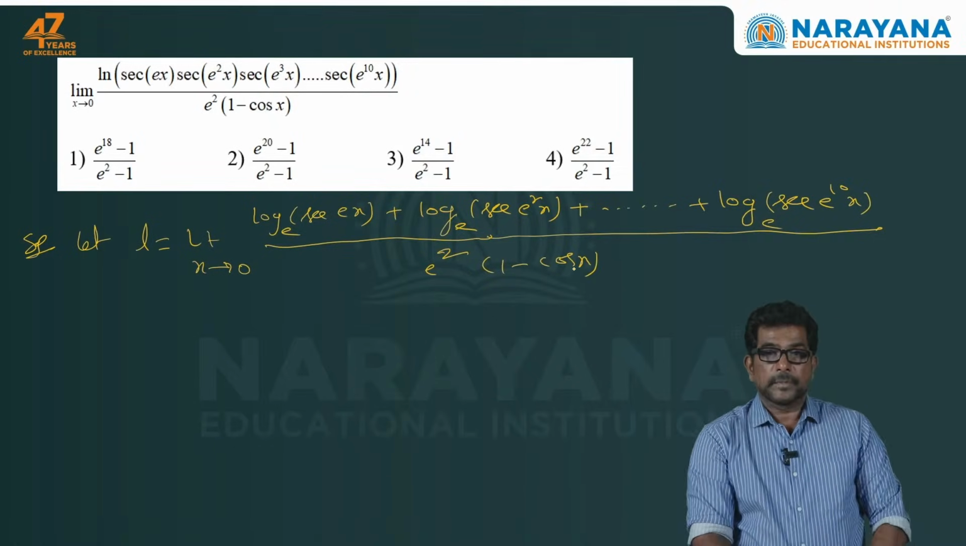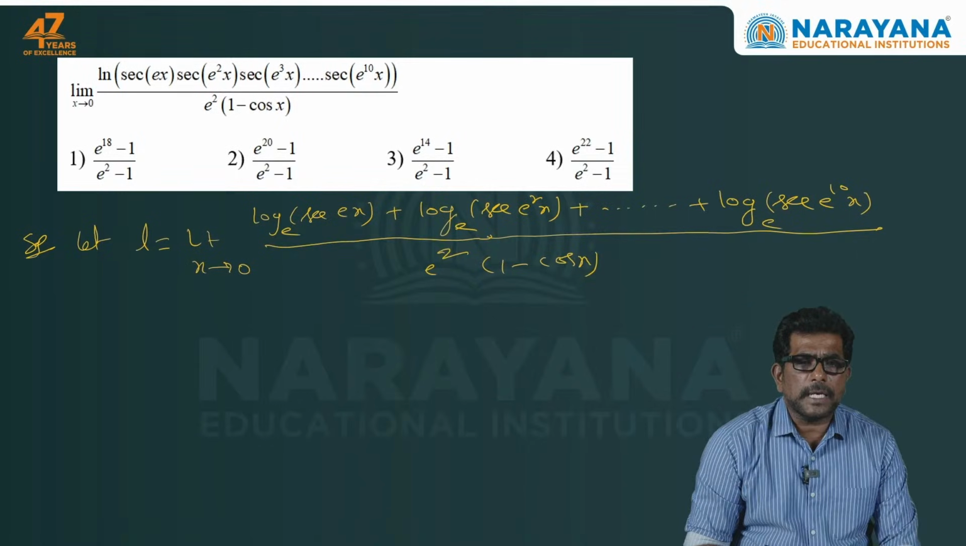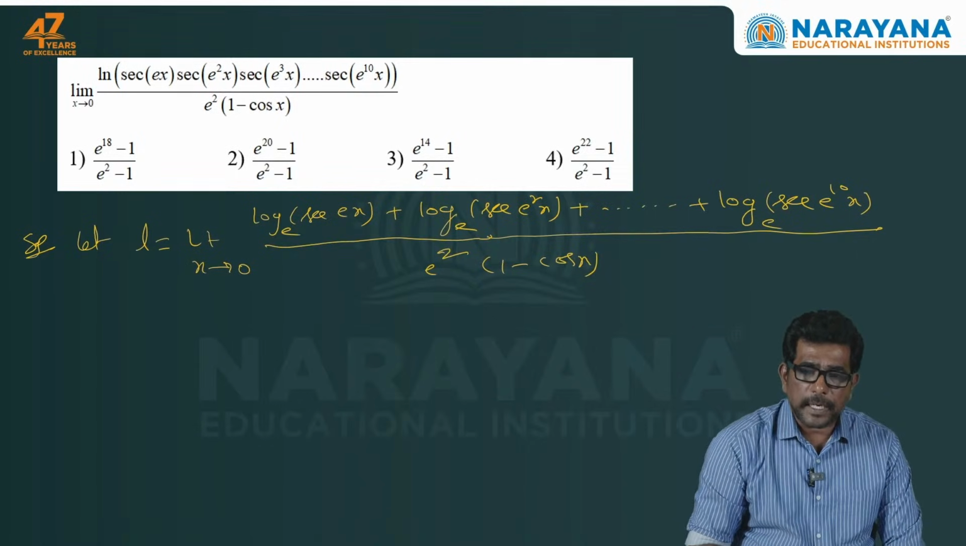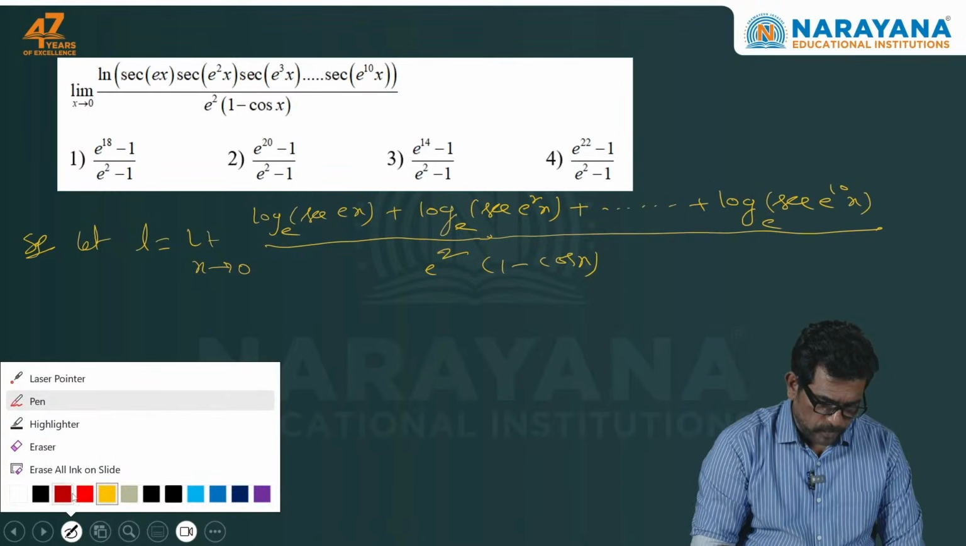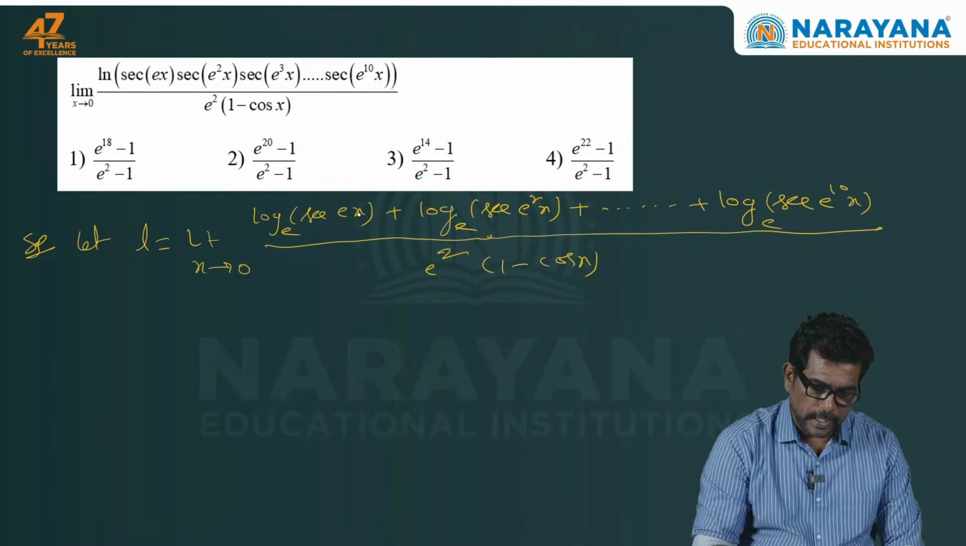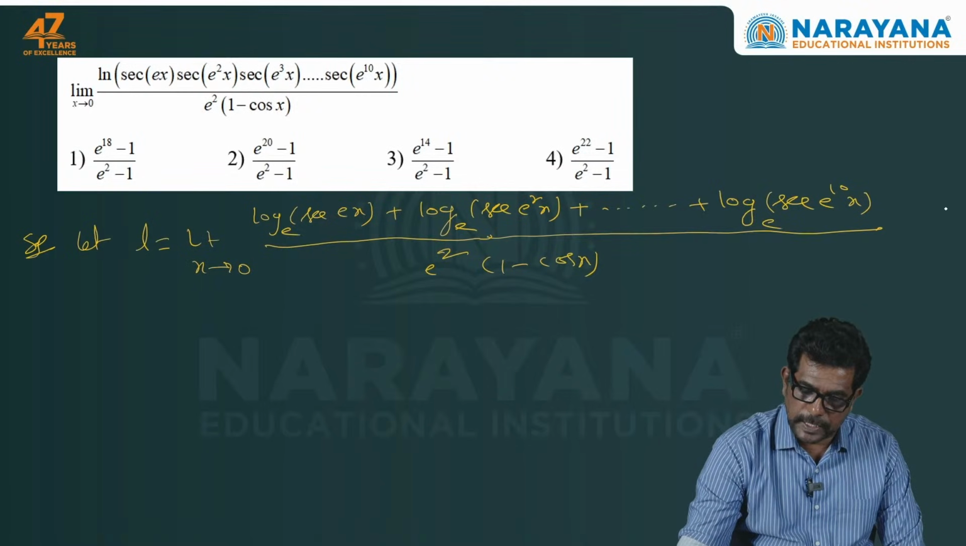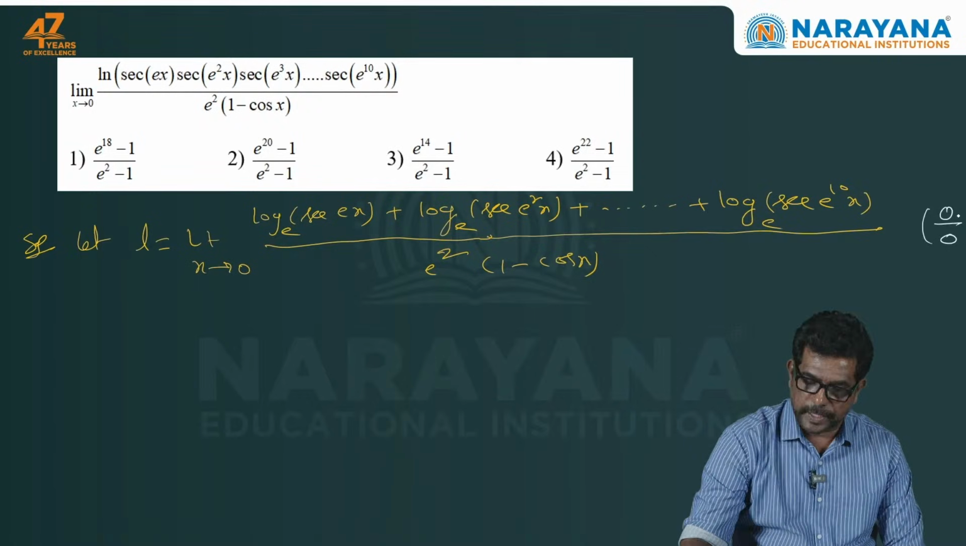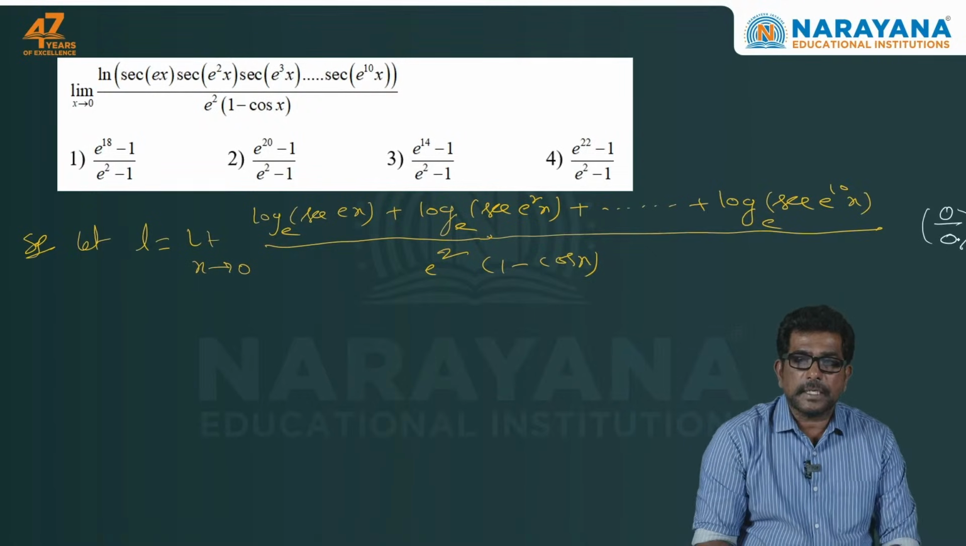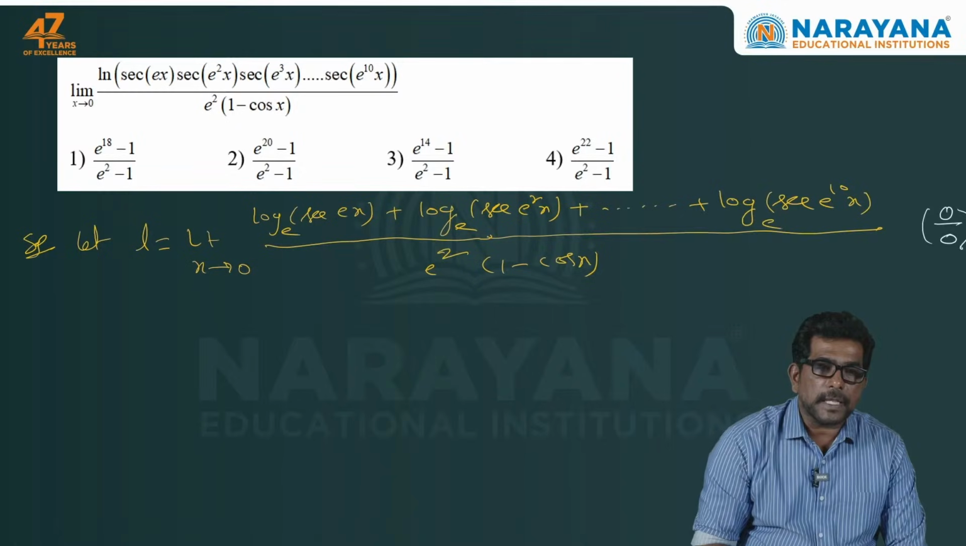I am writing. Now, when we are applying limit x tends to 0, the numerator and denominator both take the 0 by 0 form. It is very clear, because when secant 0 is 1, log 1 is 0. That is, it is in the 0 by 0 form. So when it takes the 0 by 0 form, we apply the L'Hopital rule.